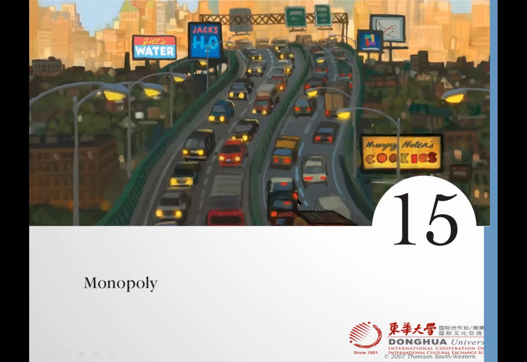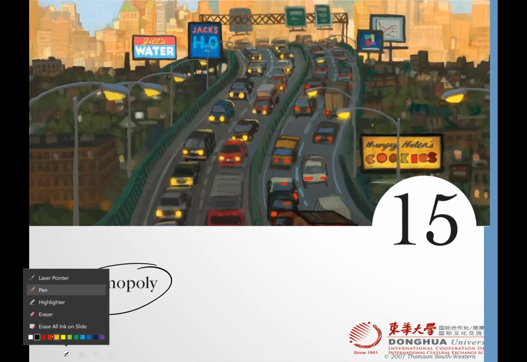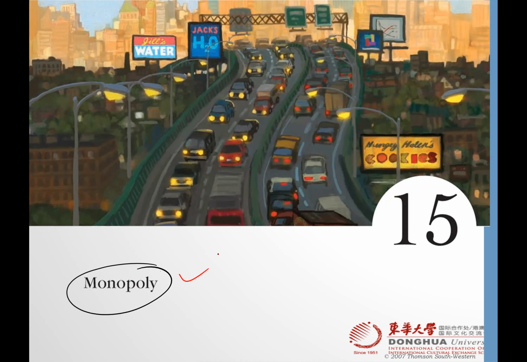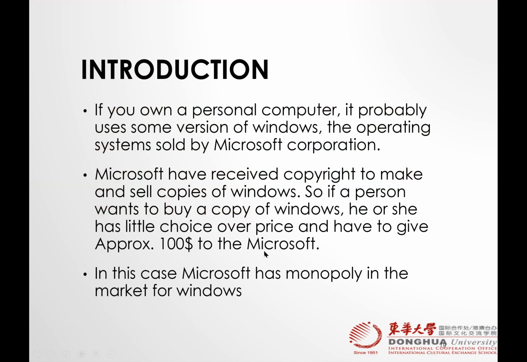Okay, so we just finished chapter 14, which is competitive markets. And now let's move towards the second market structure, which is monopoly. Let's talk about that. So the introduction is that if you own a personal computer, it probably uses some kind of Windows, and this operating system is sold by Microsoft Corporation.